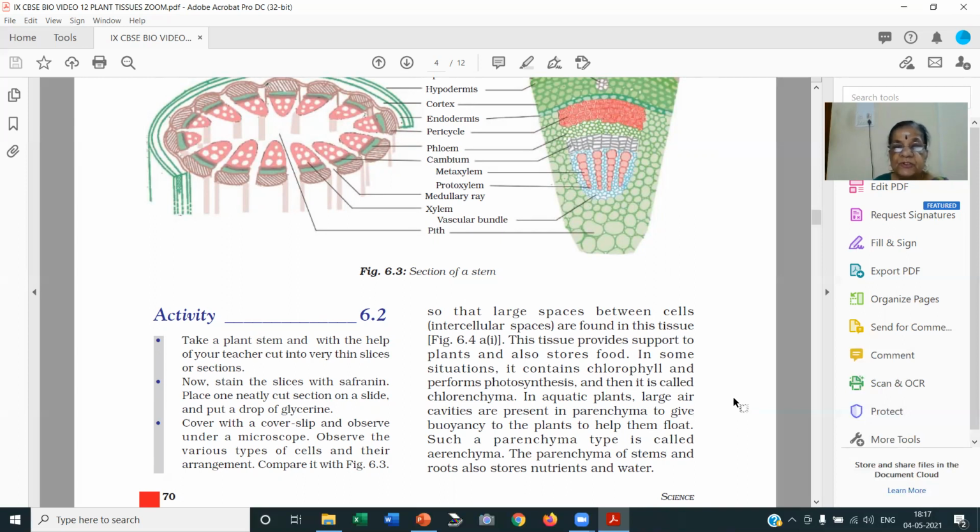The parenchyma of stem and root stores nutrients and water. That is the function of parenchyma, and it gets different names based on their location and function.